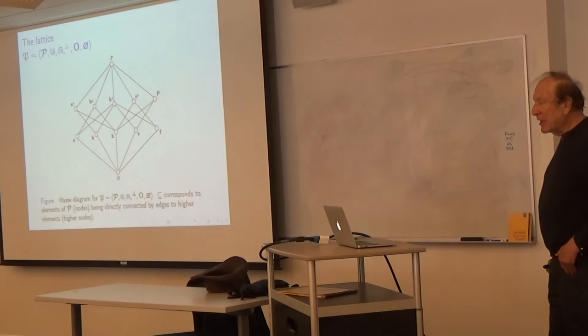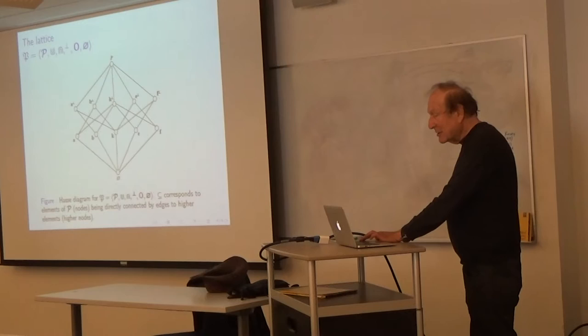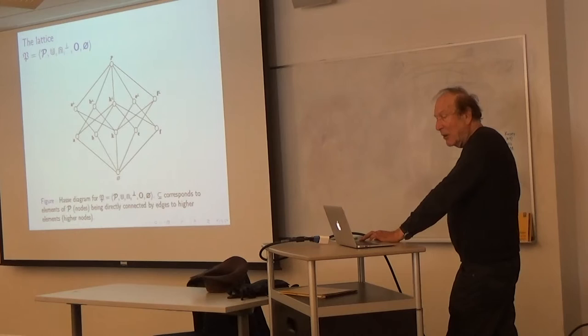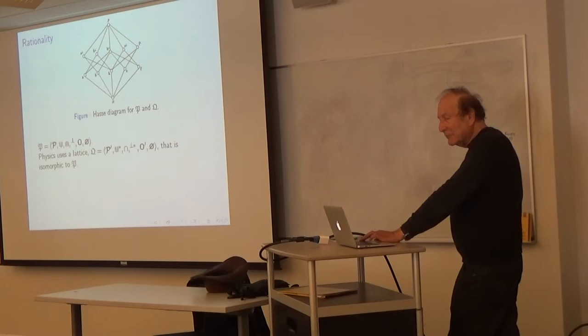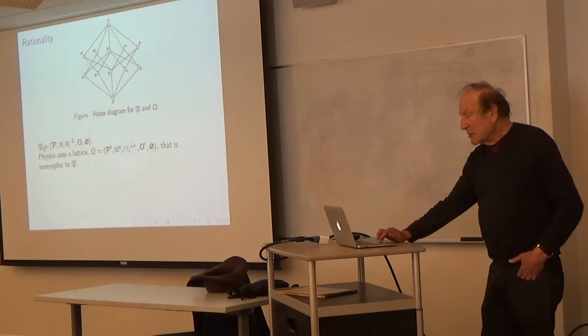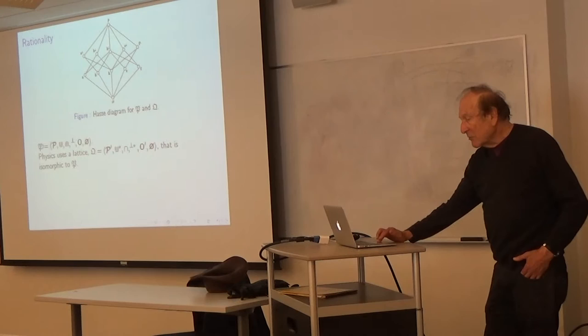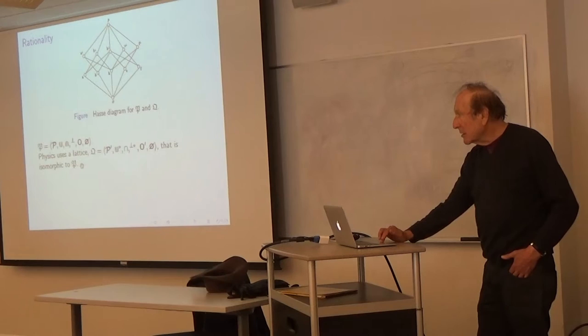And this is a lattice you get if you recognize it. It's a very well-known lattice in physics, or better way of saying it, a well-known lattice in physics is isomorphic to this lattice. I won't go too much more into rationality. What I have here, this lattice, characterizes my experimental paradigm, the two experiments. Physics uses a lattice that's isomorphic to this lattice, right? So from a lattice point of view, I'm mirroring what's going on in physics.